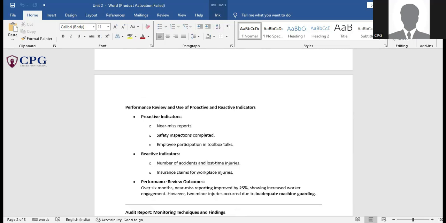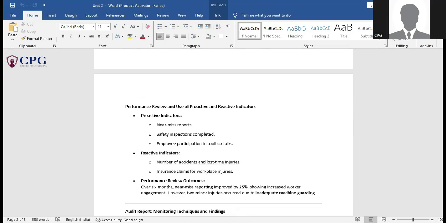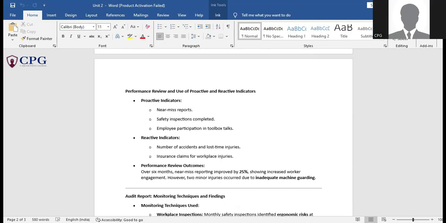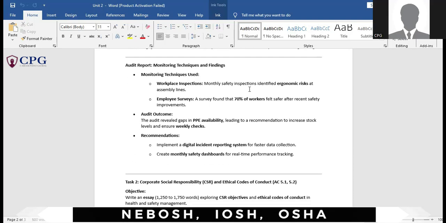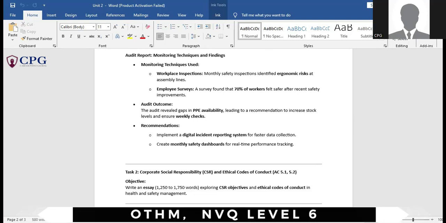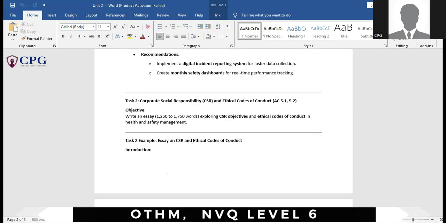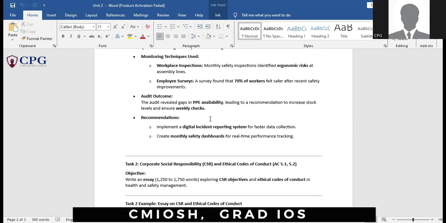Then you have to measure the performance, where your organization is standing now in terms of accidents and incidents, and how you are measuring, that is proactive and reactive indicators. And also you have to mention the audit findings from the audit that you have done in your company. Okay, so this will complete your task one.